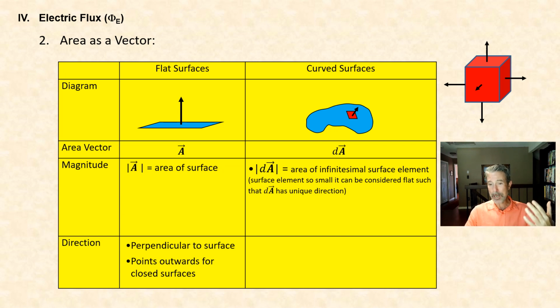In the same way here, if you look at a small enough piece of a curved surface, you can consider it to be flat, in which case that area vector dA is really no different than the area vector A for a flat surface. When we sum up all of the dAs for the entire surface, in other words, in the language of calculus, take the integral over the entire surface of all those infinitesimal area vectors, as you would expect, we get the area of the entire surface.